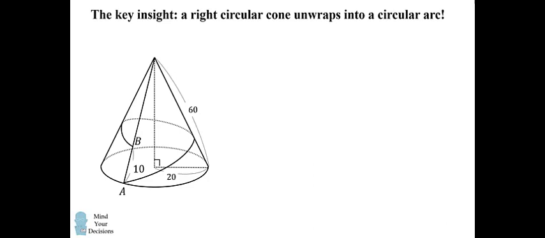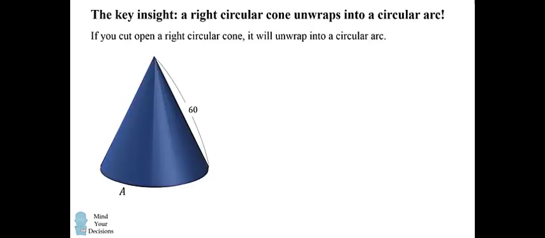So, how do we solve this problem? The key insight is that a right circular cone unwraps into a circular arc. So here we have the cone-shaped mountain, and let's just imagine a general cone. If you cut open a right circular cone, it will unwrap into a circular arc. So here's a visualization of what I'm talking about.